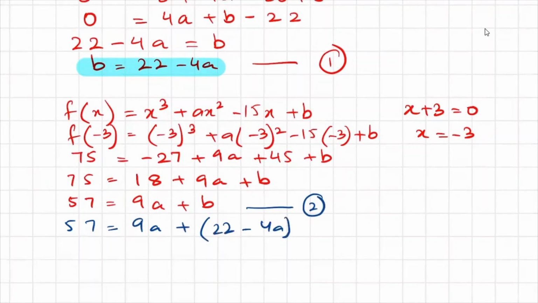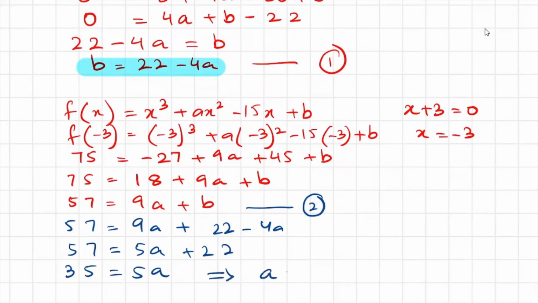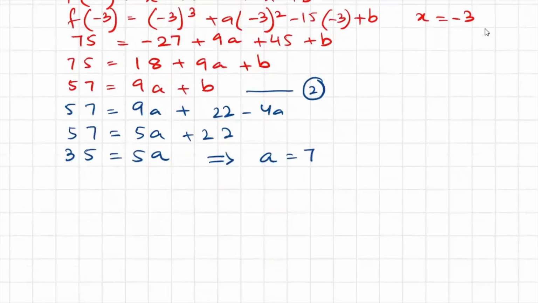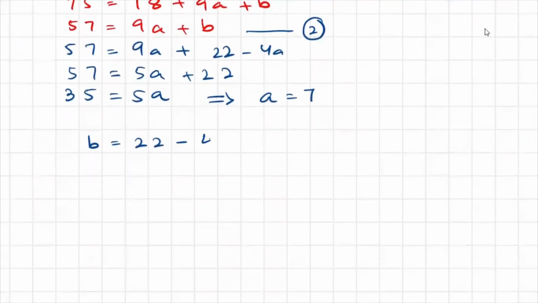Since it's a plus outside, I'm just going to cancel out this bracket. 57 equals 5a plus 22. Let's take 22 to the other side. This will become 35 equals 5a. Hence, a equals 7. Now we need to find the value of b. b was 22 minus 4a. So use your calculator, substitute the value over here, and your answer will be b equals negative 6.